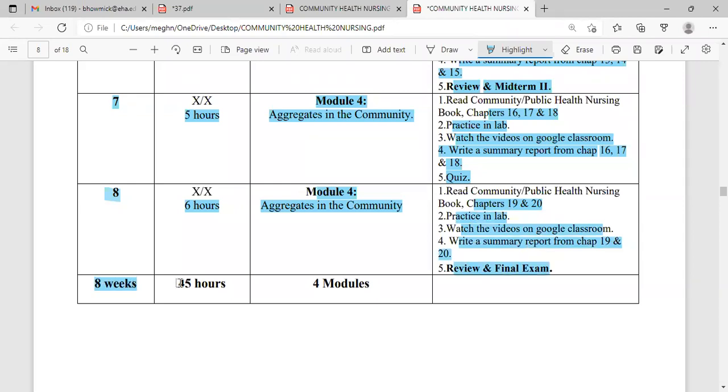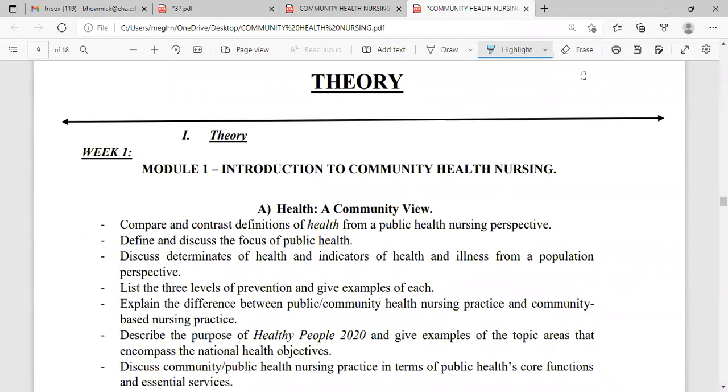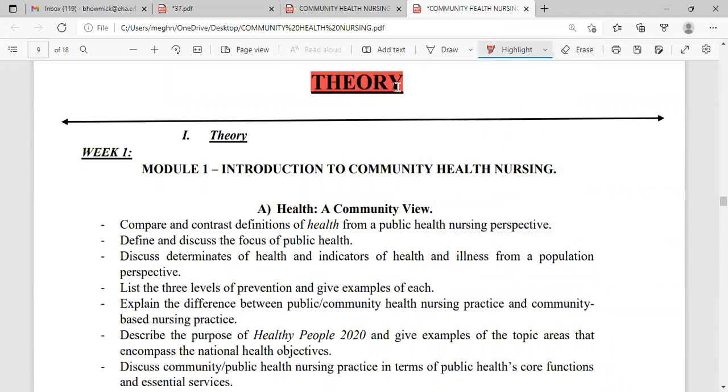Week 8, and in total, it is 45 hours, 4 modules, right? Total, I said. So here talking a little bit more about our theories.